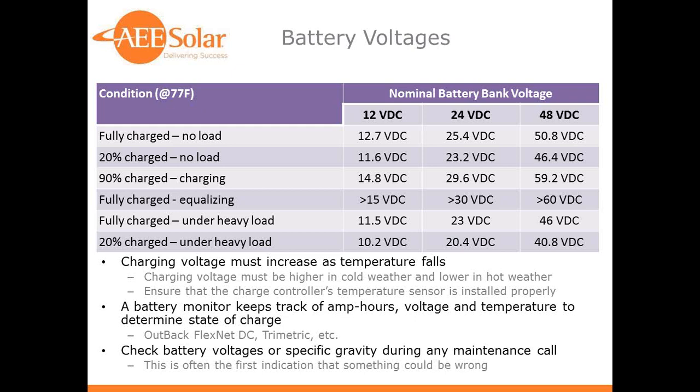You know, system-based equipment such as the Outback FlexNet DC, which has its reading out on the Outback Mate, is one way to do it, or separate amp hour meters such as the Bogart Trimetric or Pentametric, and there are many other types. But some form of battery monitor is essential for off-grid systems. Without one, you're just kind of flying blind.